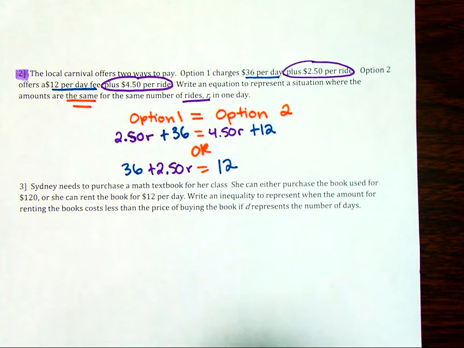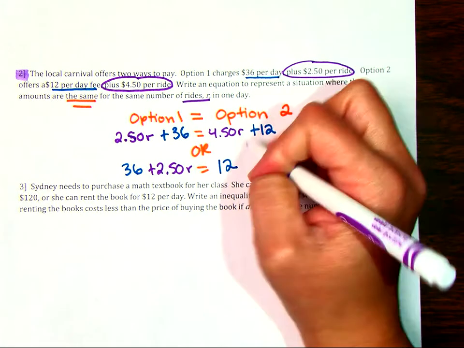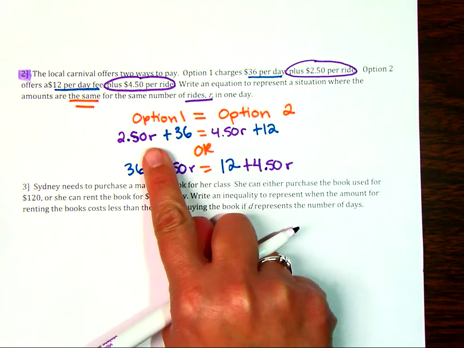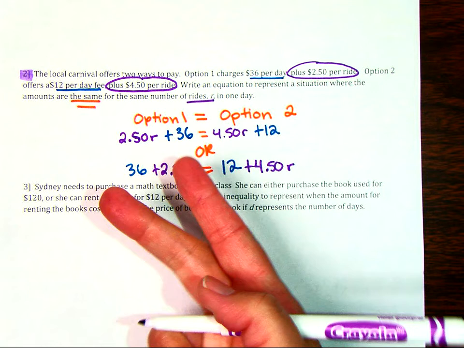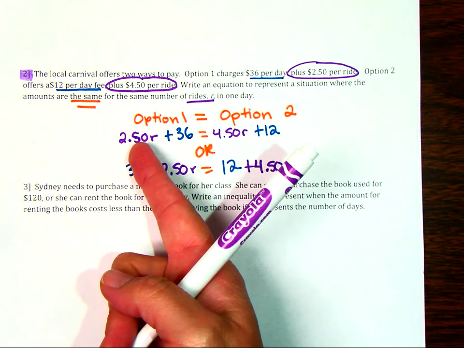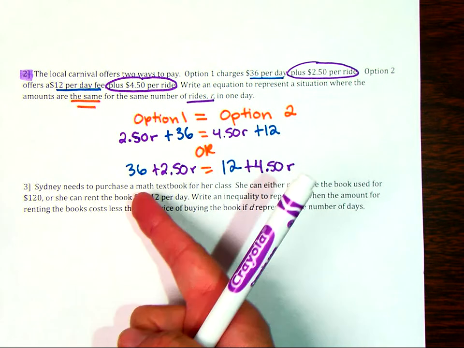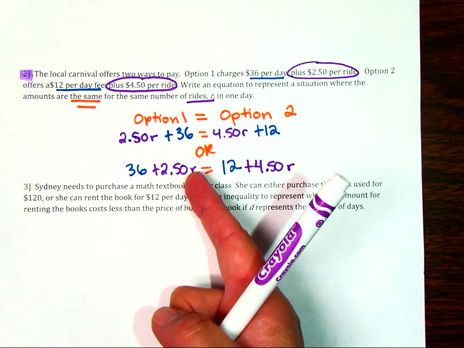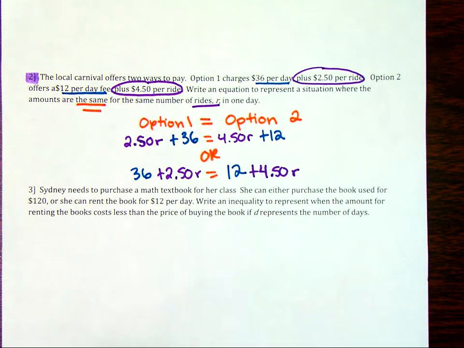And then you're adding $4.50 per ride. So again, commutative property, we could switch these around. 2.50 times an amount plus 36 is going to give you the same sum as 36 plus 2.50 times that amount. Okay, so just commutative property, we can change order with addition and multiplication. So that's why this works out.